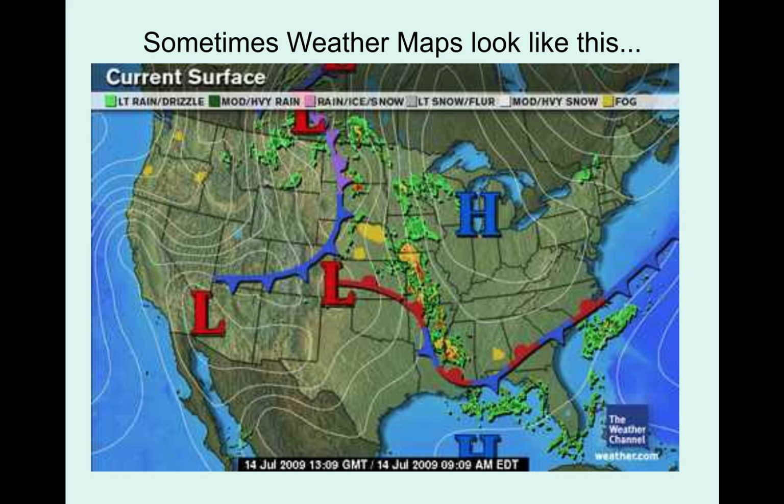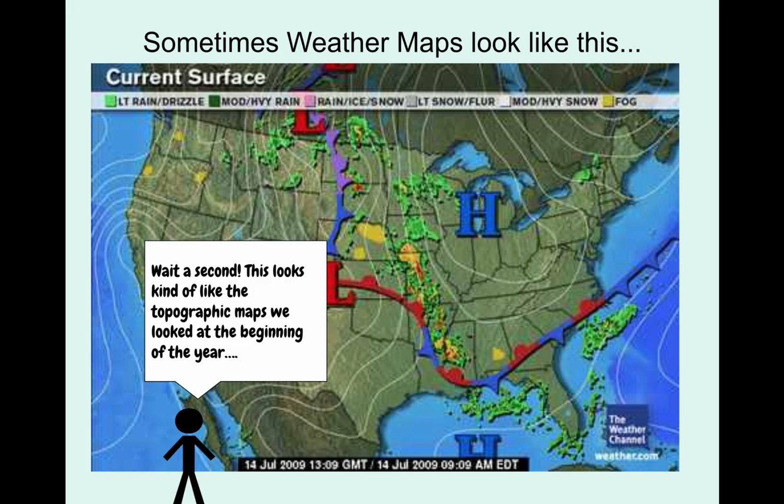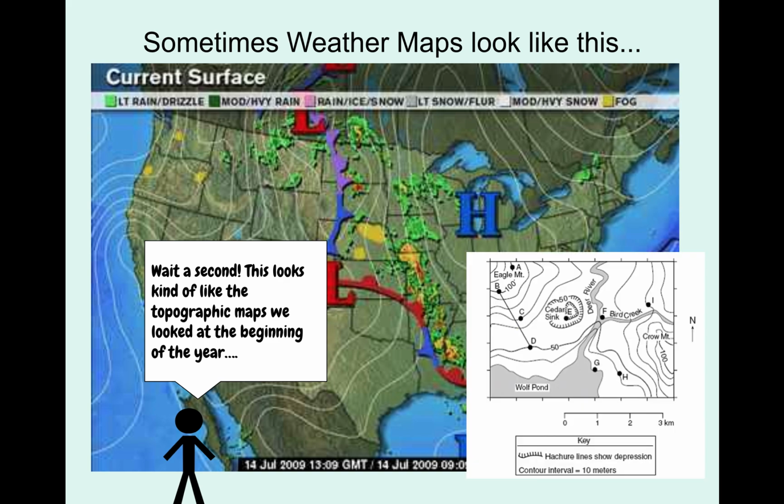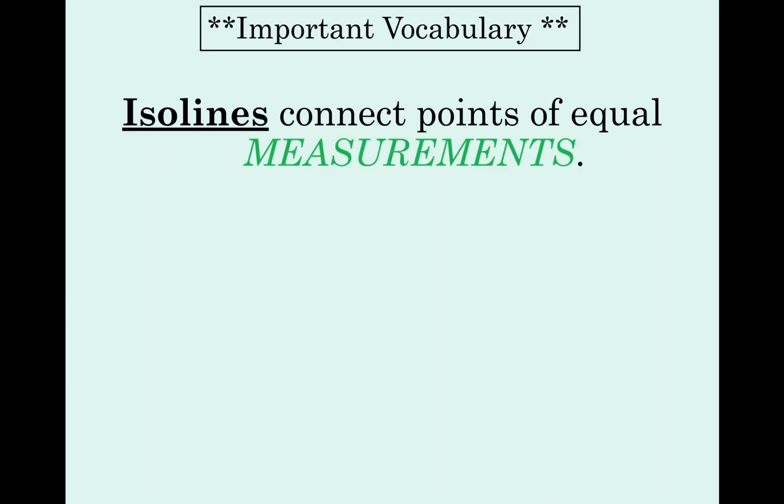Sometimes, though, weather maps look like the one below. Not only do we have the high and low pressure and some fronts, but we have those white squiggly lines. Now, one of you might say, wait a second, this looks like the topographic maps that we looked at the beginning of the year. And to you, I would say, yeah, they're very similar. In fact, both of them are made of isolines. Isolines connect points of equal measurement.